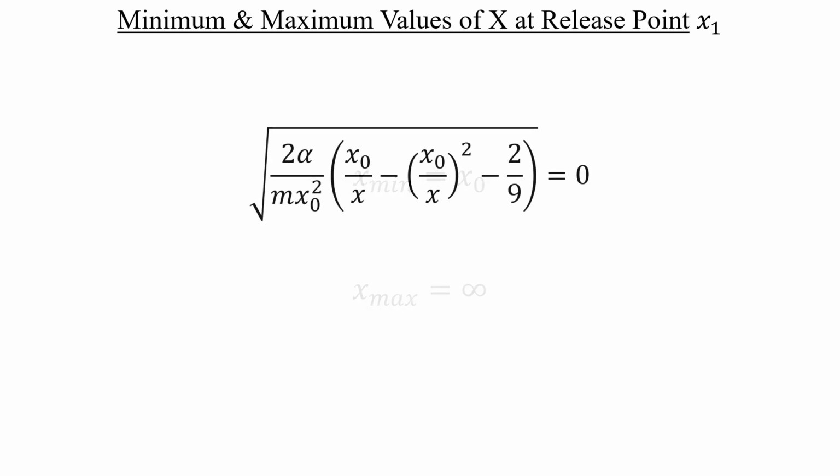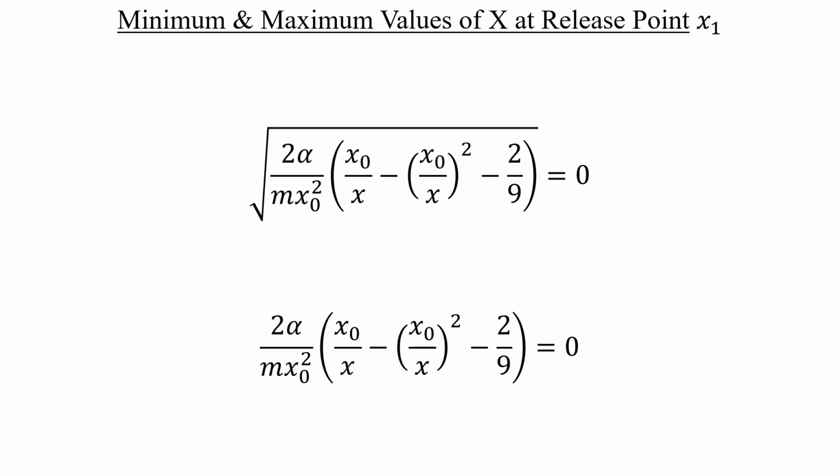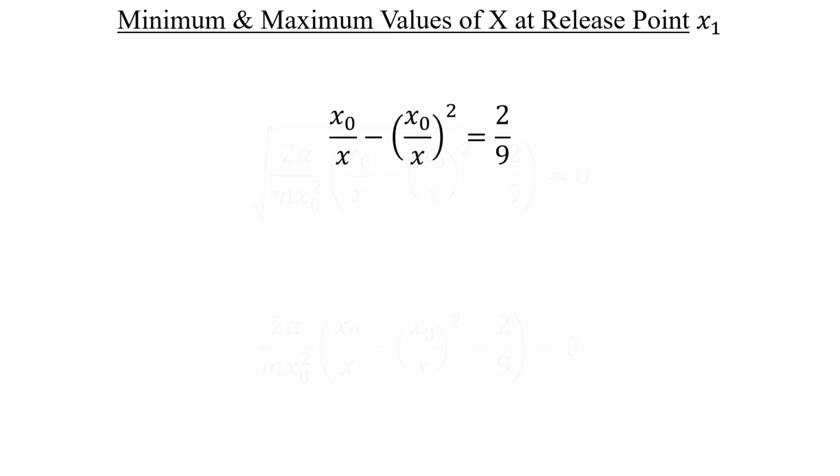At the second point, we'll need to set this new velocity function equal to 0 and see what we get. Go ahead and square both sides and get rid of the coefficients that are attached to the outer parentheses. You'll also want to move this -2/9 over to the right-hand side to make it positive. We'll need a common denominator on the left, so let's multiply this first term by x over x. Now, both terms have x squared downstairs, which allows us to bring them together like this.